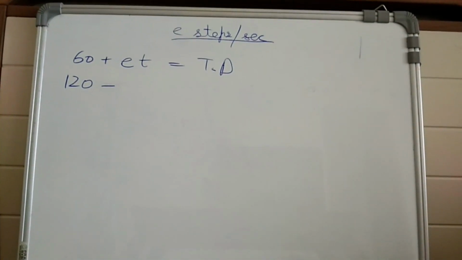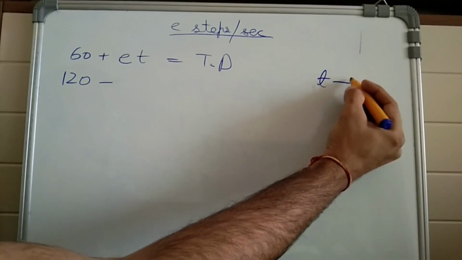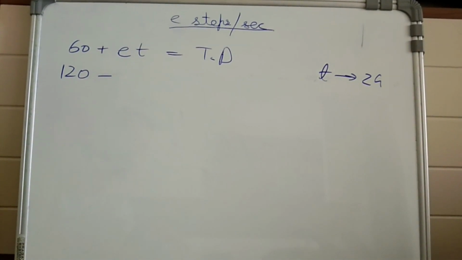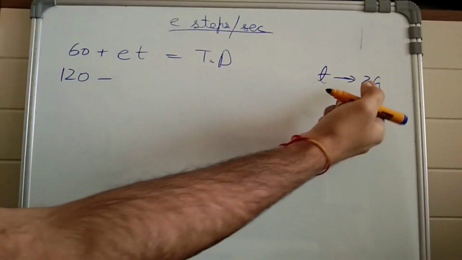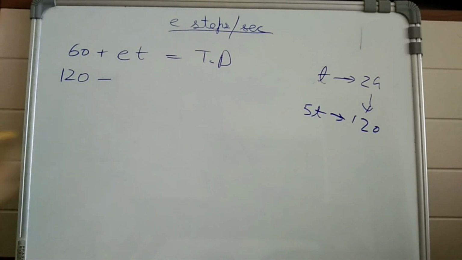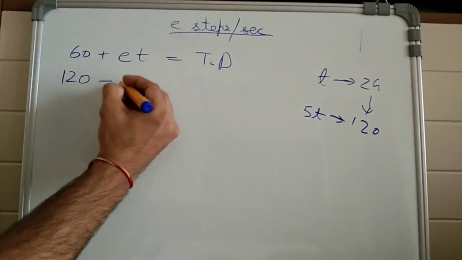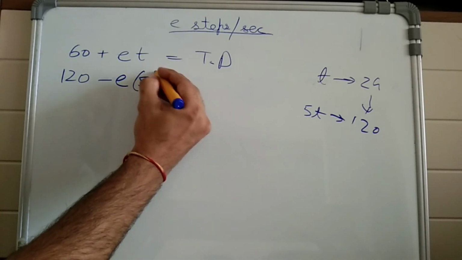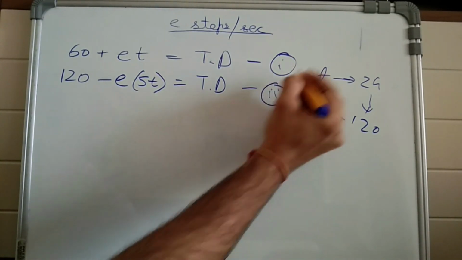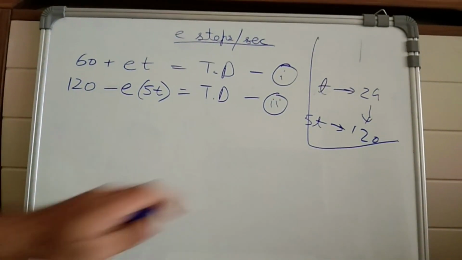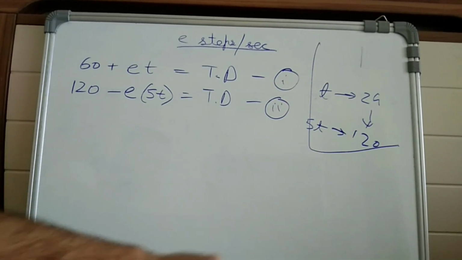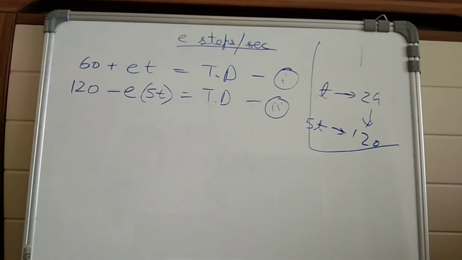Okay, so in time t, A is taking 24 steps. So A is taking 120 steps, so it is 5 times. So 120 steps, it will take 5t time. So A will take 5t time. So I will write over here 120 minus e 5t, that is again the total distance. This is equation number 1. This is equation number 2. Okay. So t was the time that B was taking and 5t is the time that A is taking, because the relation was given in the question itself.